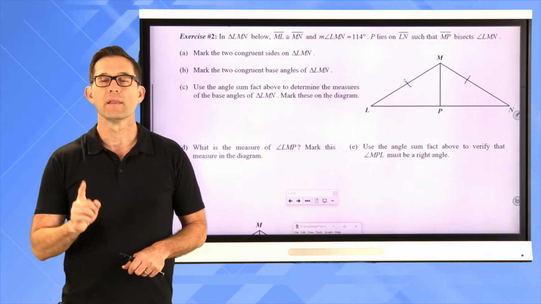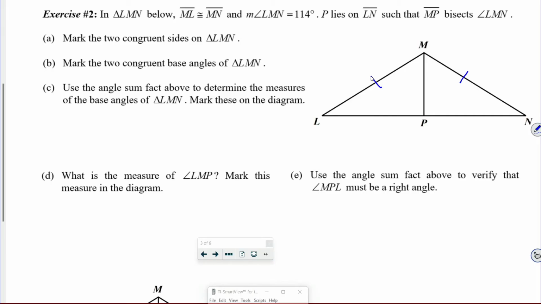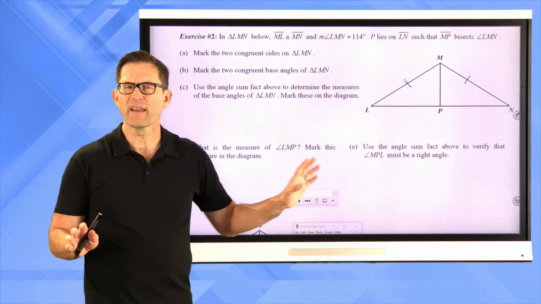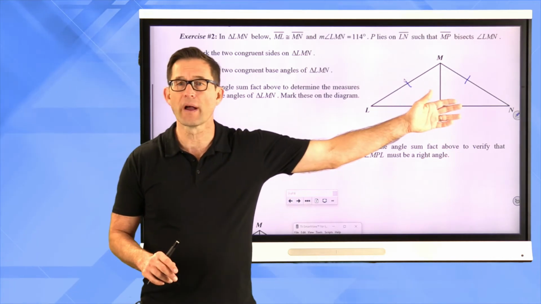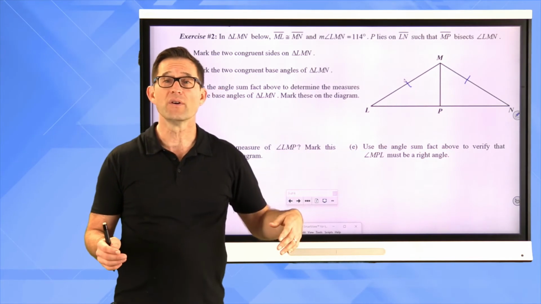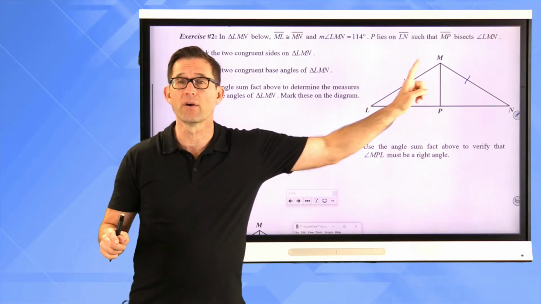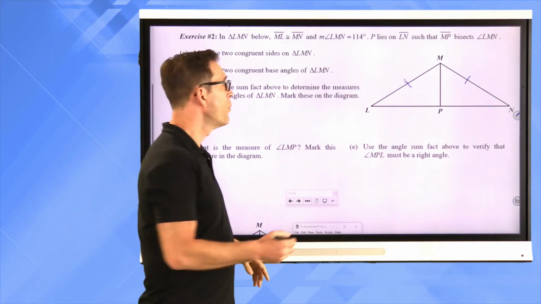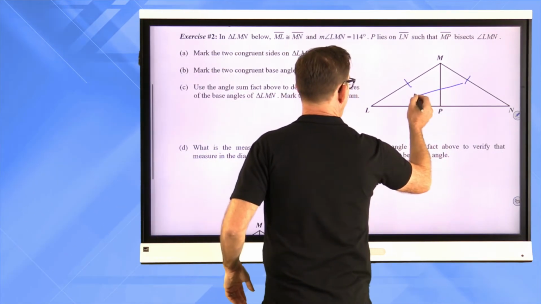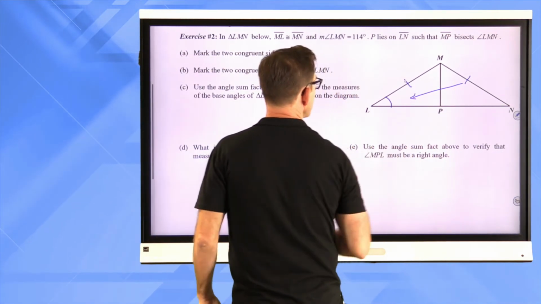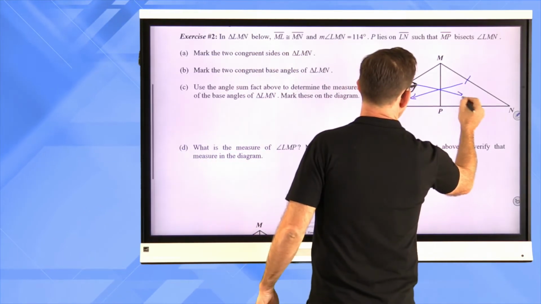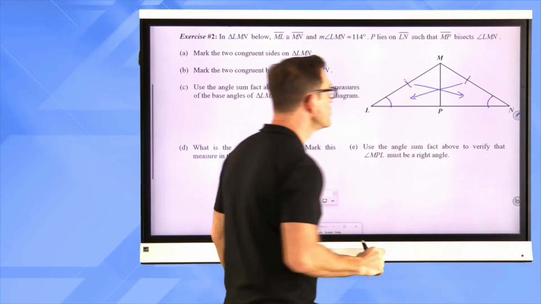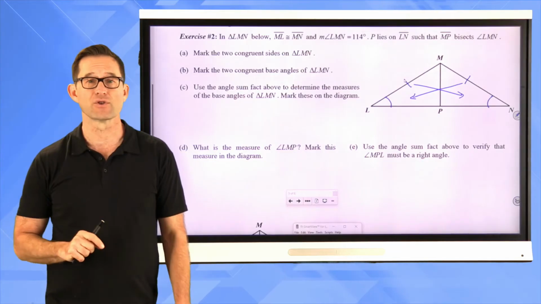All right, letter B. Mark the two congruent base angles of triangle LMN. Although it looks like there are two triangles here, and there definitely are, the big picture is that we've got an isosceles triangle LMN. And what we know is that angles opposite congruent sides will be congruent. So those two angles must have the same measure.